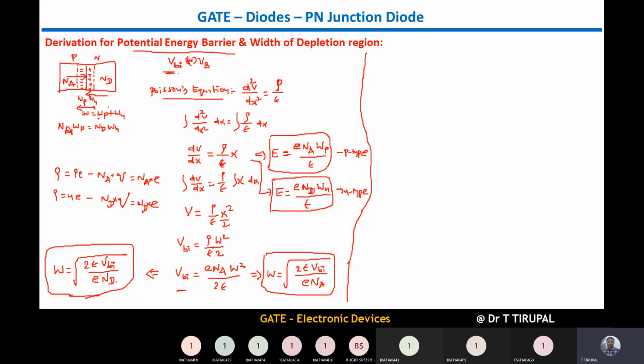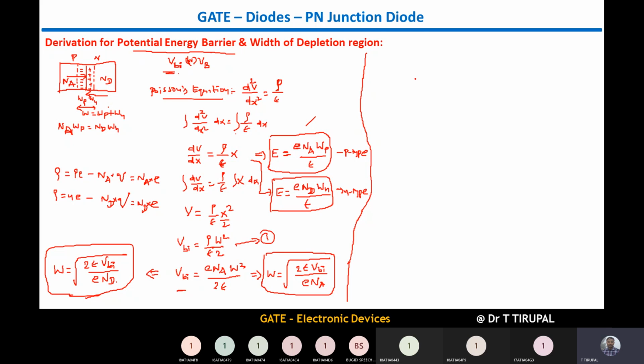Now see, let us calculate what is the width of depletion region in n-type and what is the width of depletion region towards p-type. This is actually the total width of depletion region that we have studied now. Now if you want to calculate the width of depletion region towards p-type and n-type, the equation will be followed like this.